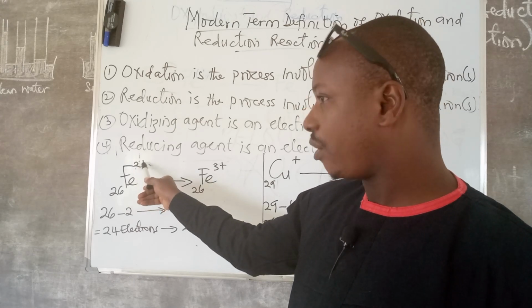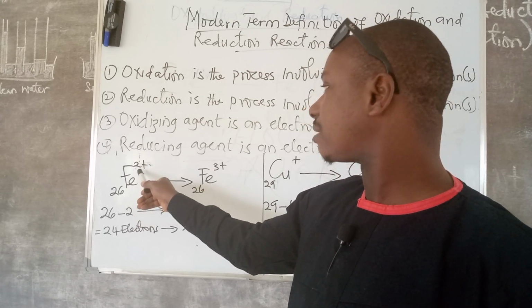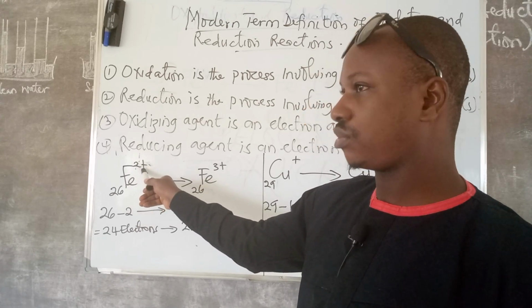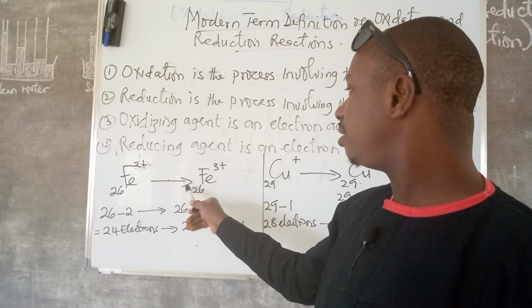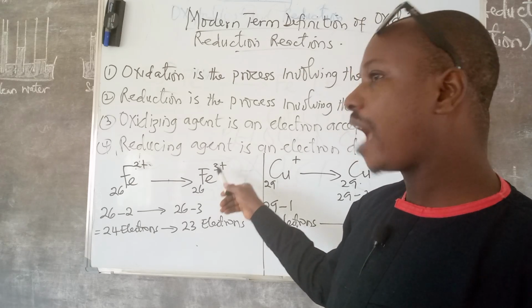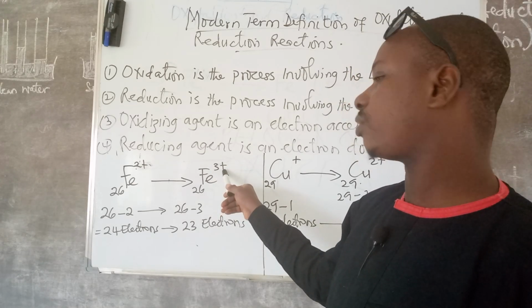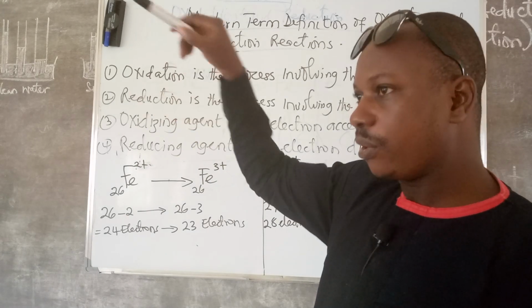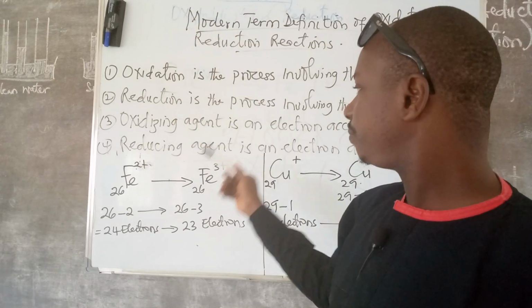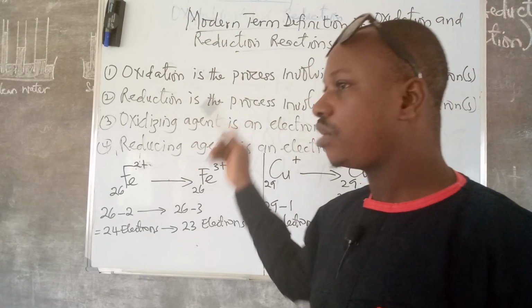This plus 2 ion means that the ion has lost 2 electrons. Changing to the plus 3 oxidation state, the ion has lost 3 electrons. That is positive. If you have any element as a cation, it means that it has lost electrons.